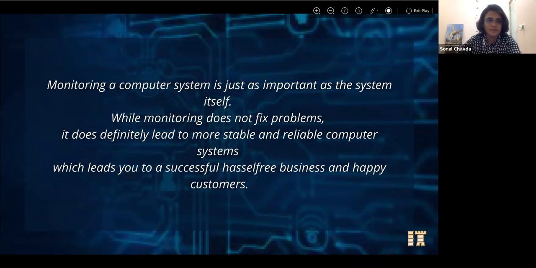So to say this, monitoring a computer system is just as important as the system itself. While monitoring does not fix problems, it surely leads to more stable and reliable computer systems, which leads you to successful, hassle-free business and happy customers.